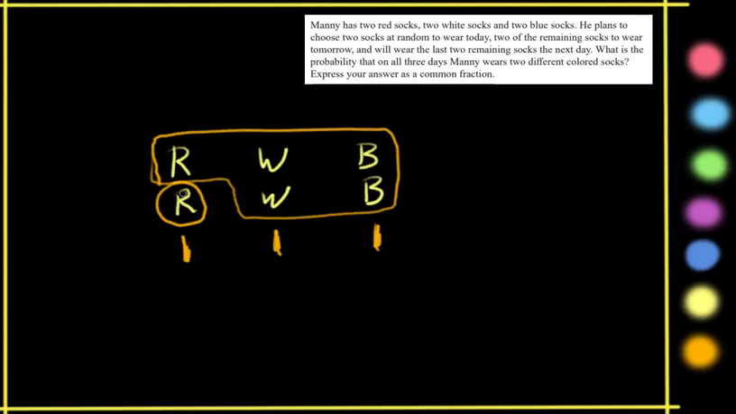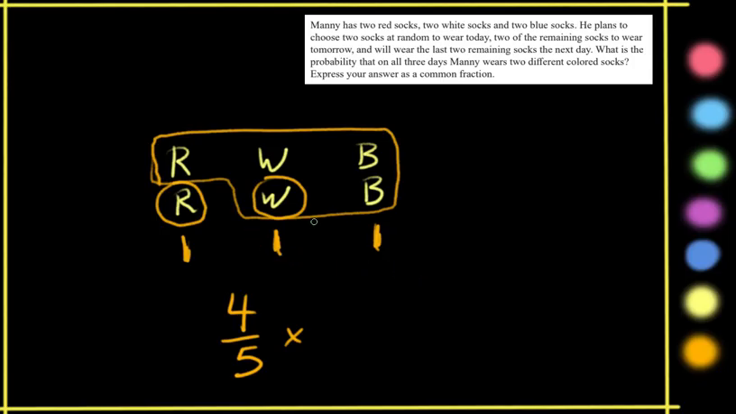So if he picks this red one, 4 of the remaining 5 will be mismatched. If you were to pick this white one, 4 of the remaining 5 would be mismatched. So the probability that he's got mismatched socks on the first day is 4/5. Now we have to multiply by the probability that he's going to wear mismatched socks on the second day, given that he wore mismatched socks on the first day.